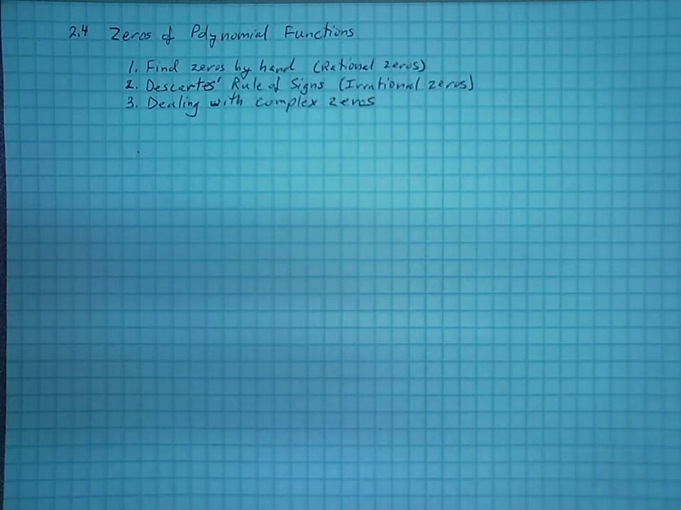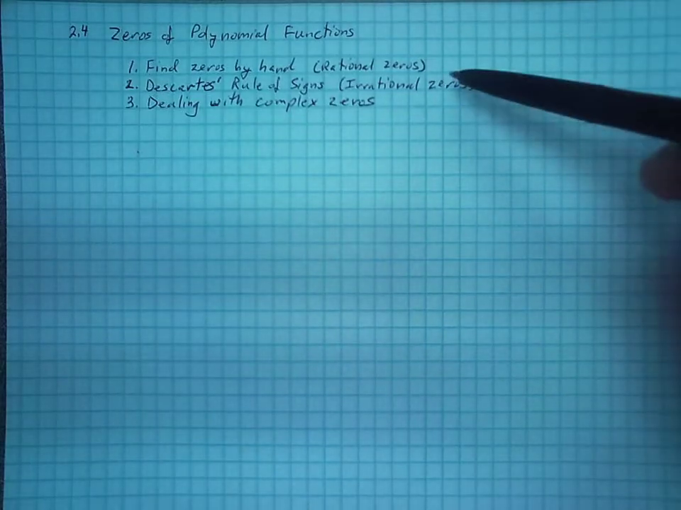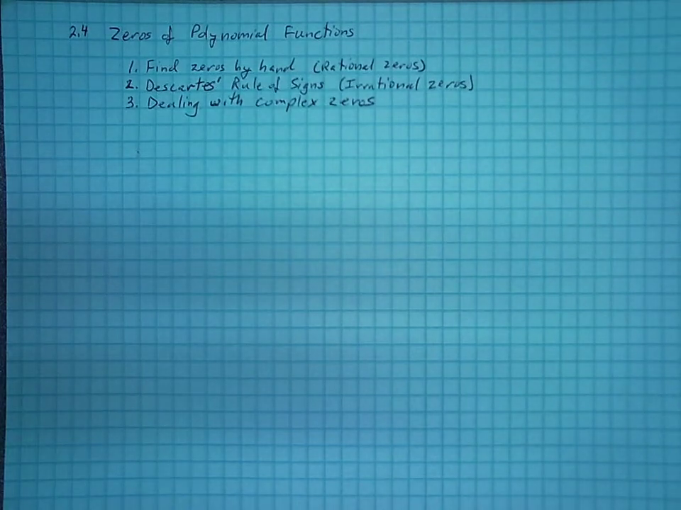So today we're going to be talking about finding all the zeros of polynomial functions. We're going to start with finding zeros by hand. So we're going to talk about the rational zeros theorem. We're going to use some synthetic division. We're also going to talk about the upper and lower bound tests using synthetic division.